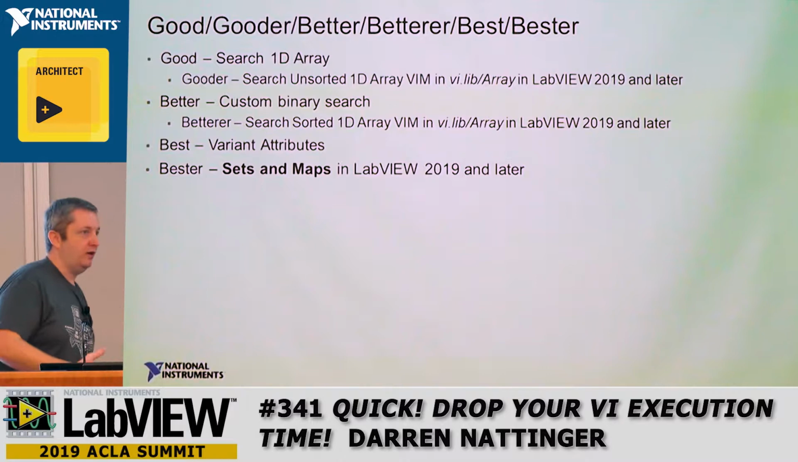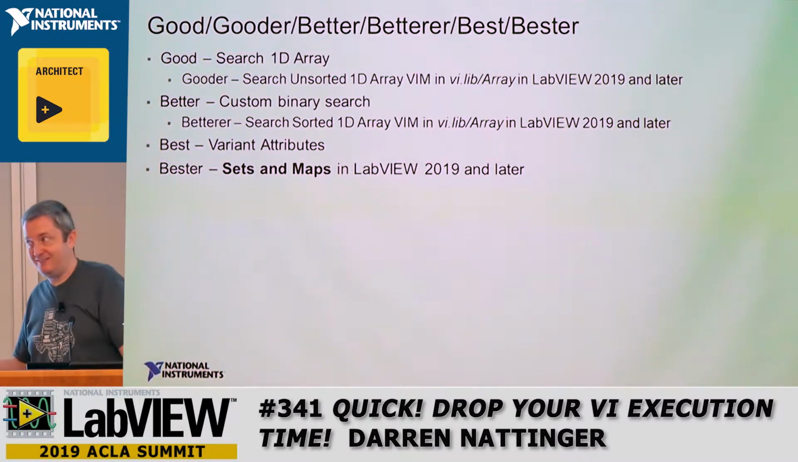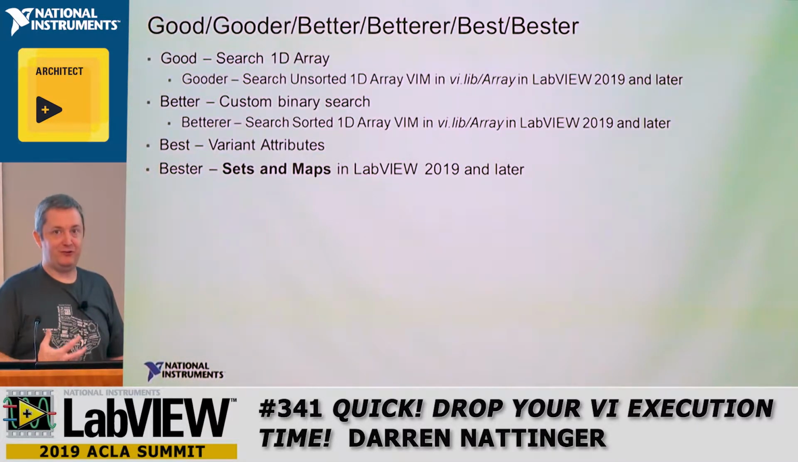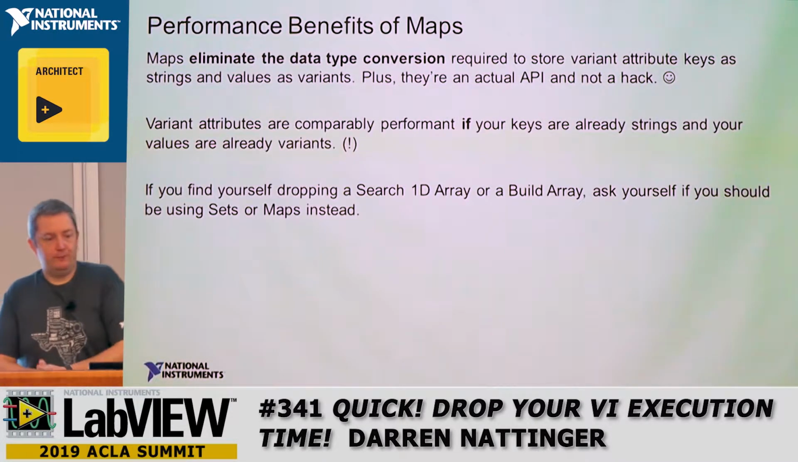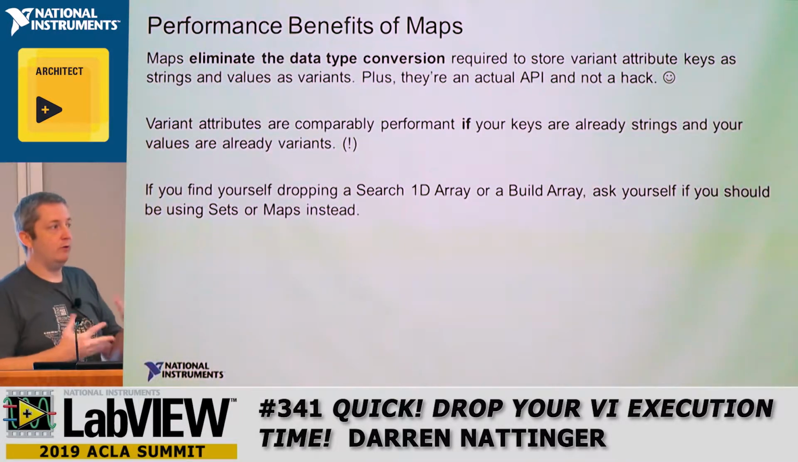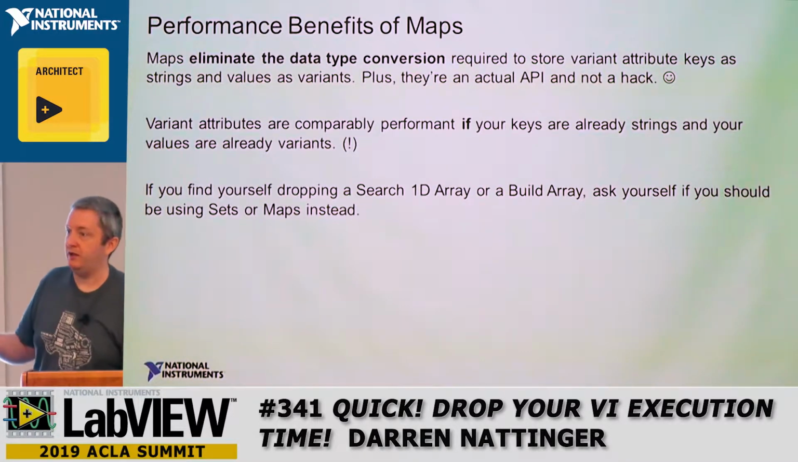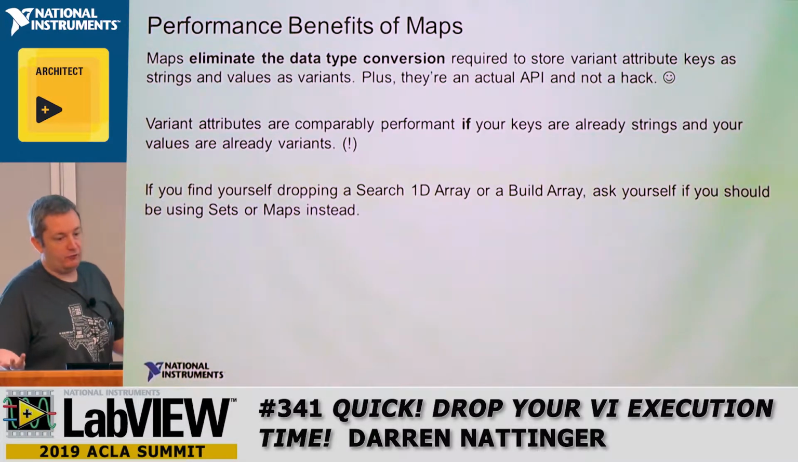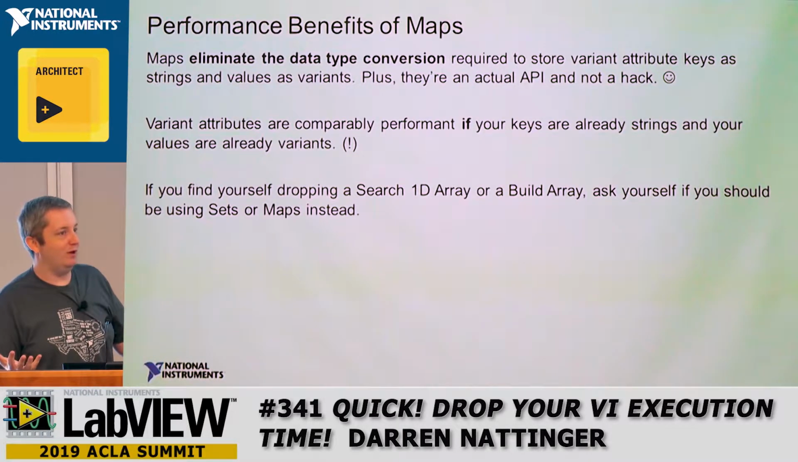But what has generally been considered the best way to do lookups in terms of efficiency is variant attributes. We've been using those for probably about a decade, maybe more. But in LabVIEW 2019, sets and maps were added, which is an actual real API for doing data storage and data lookups. The thing about maps that's great is that they eliminate the data type conversion that you would otherwise need to do with variant attributes. With variant attributes, your key always has to be a string, and your data always has to be a variant. That's just how variant attributes work. They're not even an API for data storage. It's just kind of a hack that we figured out that was a really efficient way to store data, right?